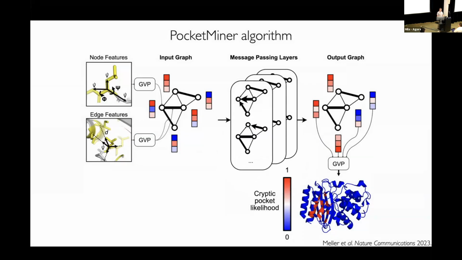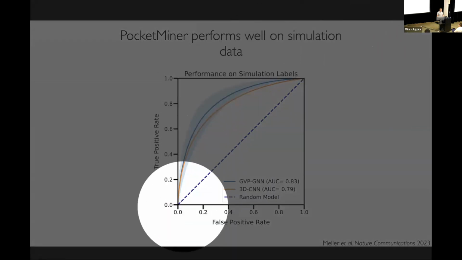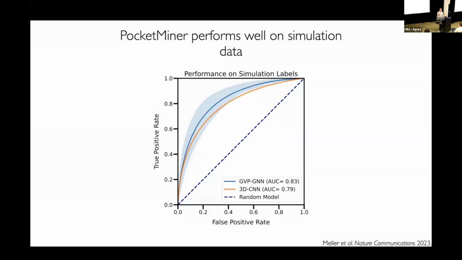And we can ask how well this does. It does quite well on our held-out test set. So here's our ROC curve. We actually did this with both the graph neural network and a 3D CNN. They give pretty similar performance. It's quite good. We're doing way better than random. So that's good. This thing is learning something about simulations.